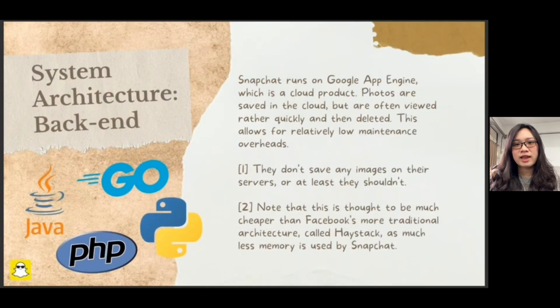As for the back end, Snapchat runs on Google App Engine, which is a cloud product. Photos are saved in the cloud but are often viewed rather quickly and then deleted. This allowed for relatively low maintenance overhead because they don't have to save any images on their servers. It's much cheaper than Facebook's more traditional architecture, and much less memory is used by Snapchat.